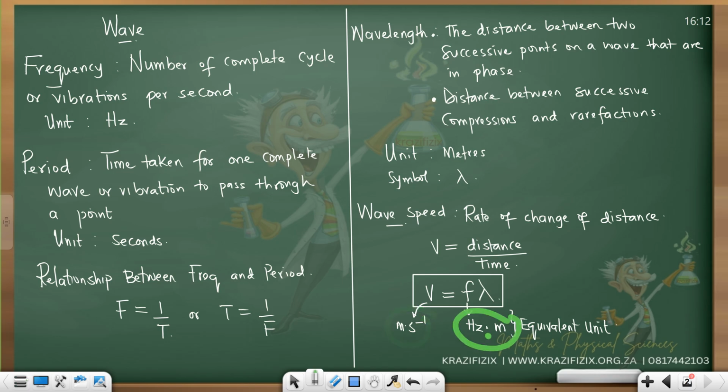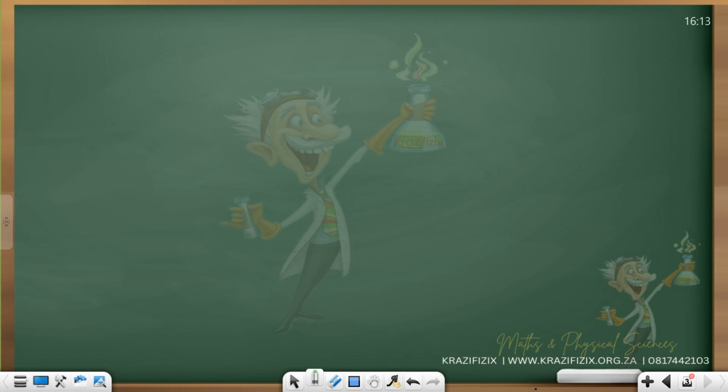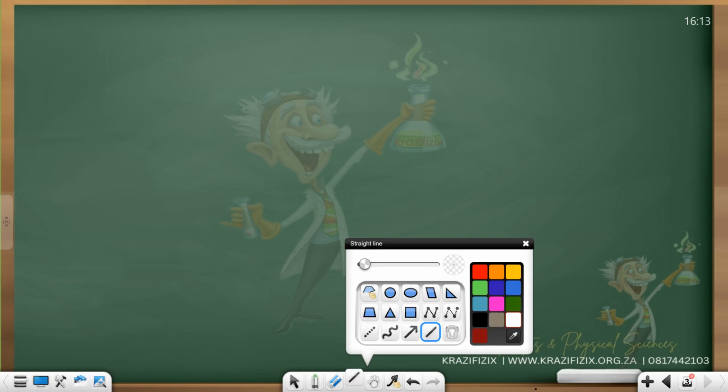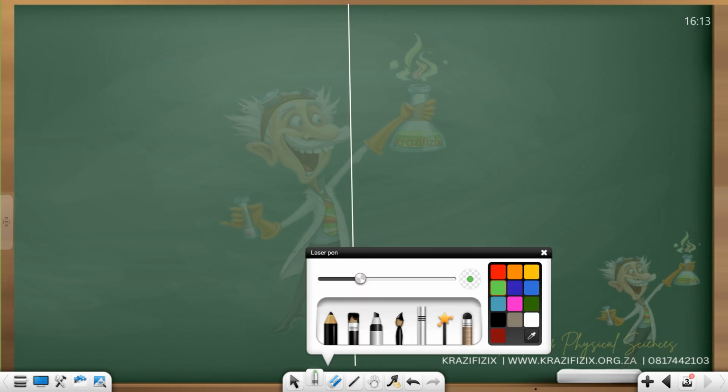Because if you look at your hertz, which is frequency, it is 1/second. By the time I bring that back in here, it is m/second. So take note of equivalent units. It's just a skill that I need you to know. All right, let's move quickly. Now, having said that, V equals F lambda, I'm going to continue from here.